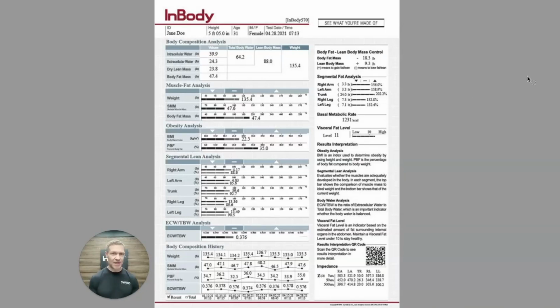I want you to imagine that somebody steps on our InBody machine, they do a scan, and now you've got this sheet in front of you. How do you sit down? How do you orient yourself? How do you explain this?